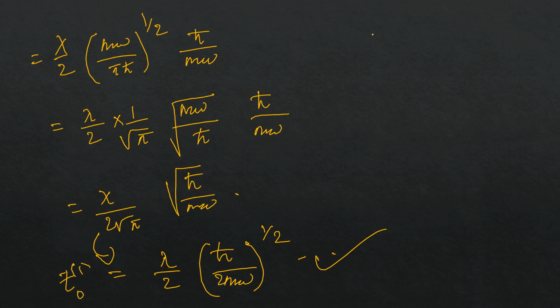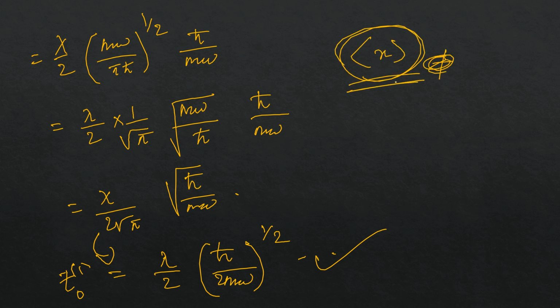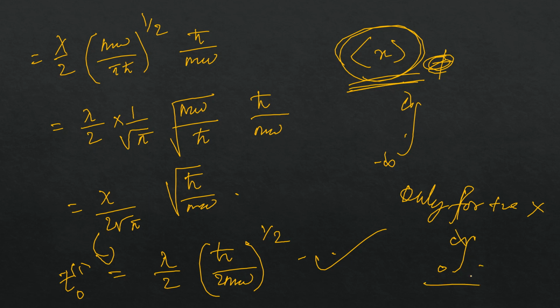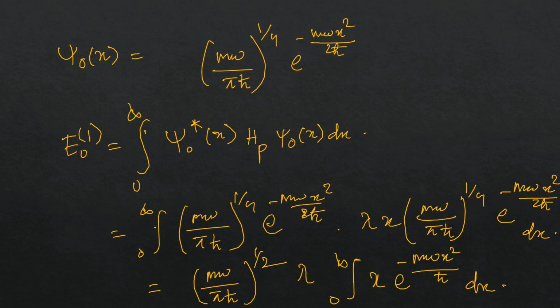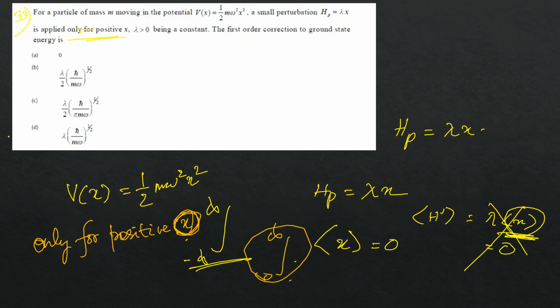Don't make it 0 because this is there. That doesn't mean this should be 0, because when does that happen? When it is a symmetric potential. But here it is given only for positive x, that means only 0 to infinity. This is asymmetric, this is not a symmetric potential. Okay. What is symmetric? When it goes from minus infinity to infinity, both sides. That is symmetric, in simple terms. Okay. So that was the question. The answer will be, I think, option C. Yeah. Option C.